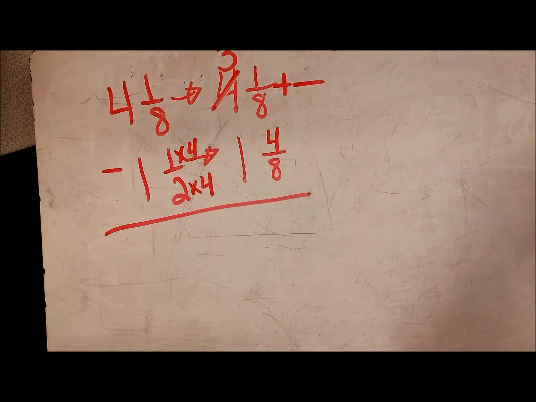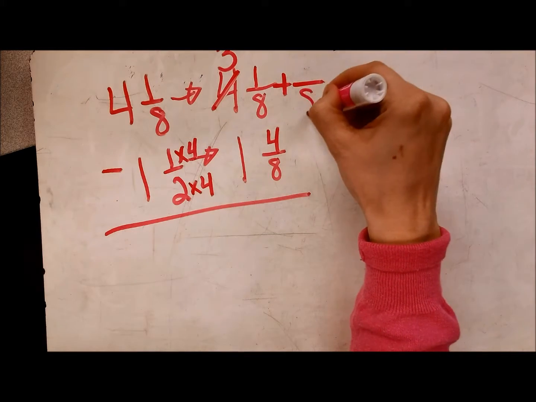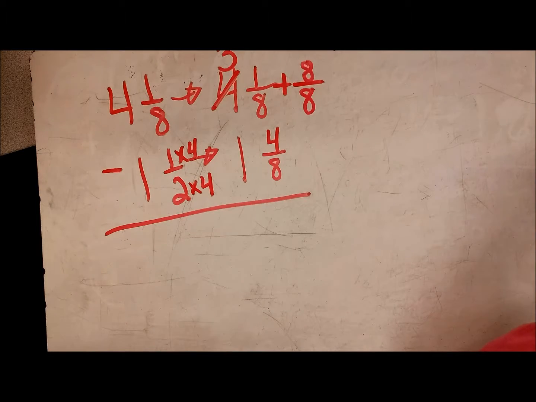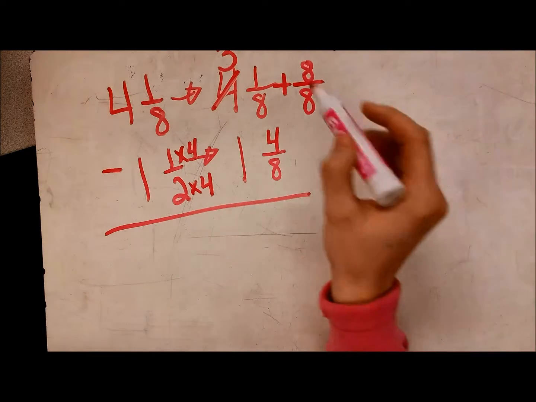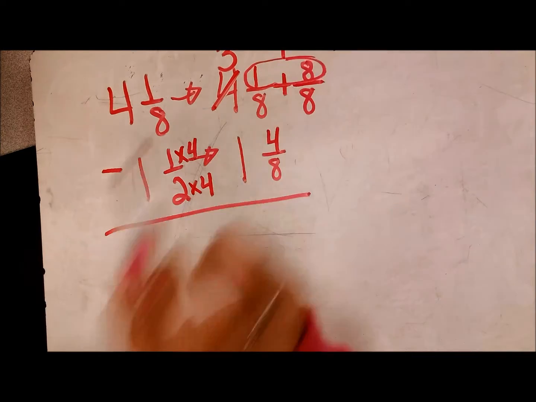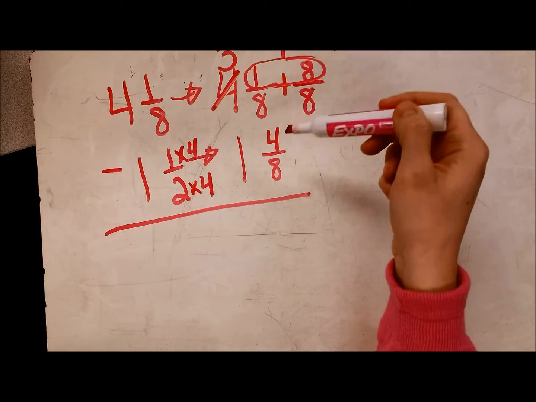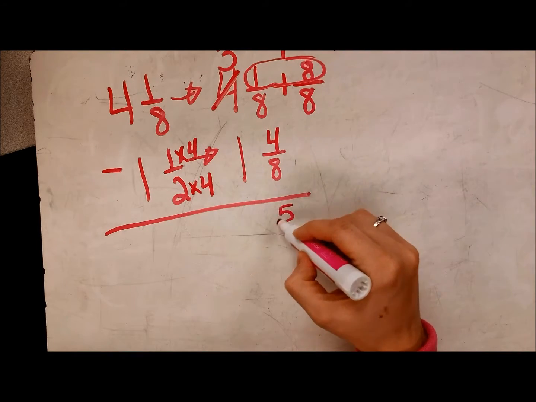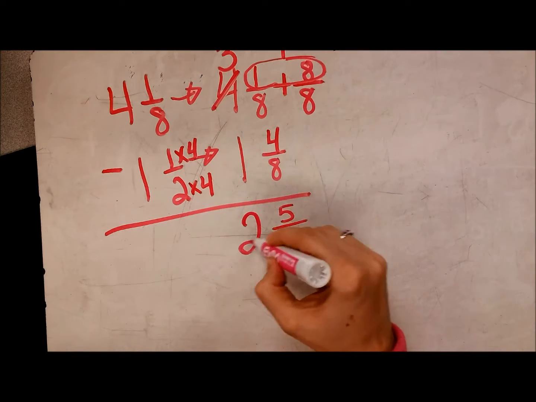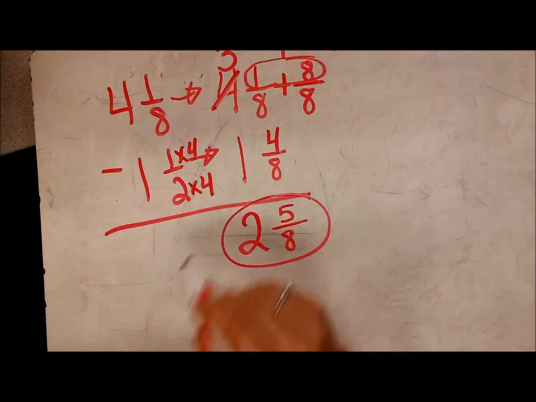You use your common denominator. You already have a common denominator of an 8. You have to have all 8 of those 8ths to make it a whole. Then you're going to take these two numerators and add them together. Now you can subtract. 9 minus 4 is 5 over 8, and 3 minus 1 is 2. This fraction is simplified, so that is your answer.